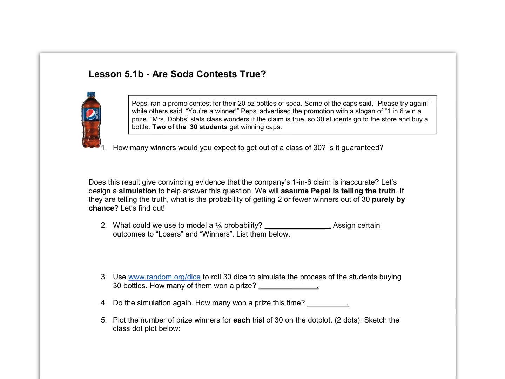Here we go. So 30 students go to the store and buy a Pepsi bottle. 2 of the 30 end up winning. So the question is, how many winners would you expect to get out of 30? Yeah, 5. Why? How'd you get 5?